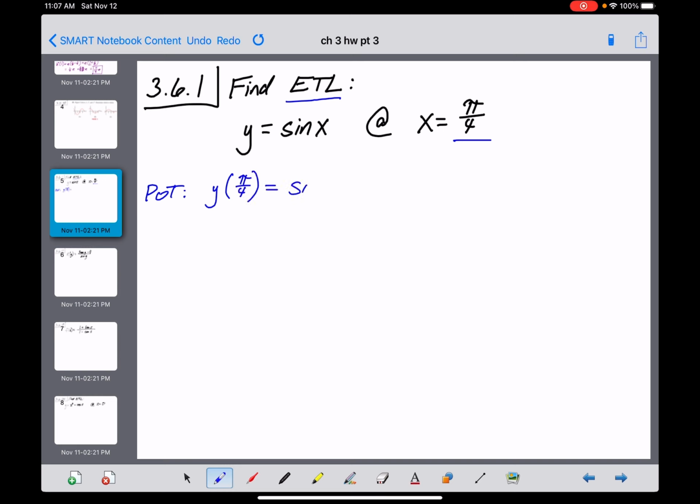So to do that, we need the sine of pi over 4, and I'm hoping this is one you guys have memorized by right now. That sine value is going to be the square root of 2 over 2. If you had it as 1 over root 2, that'd be fine too.